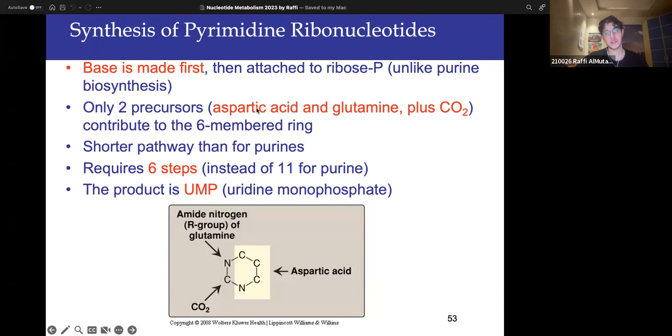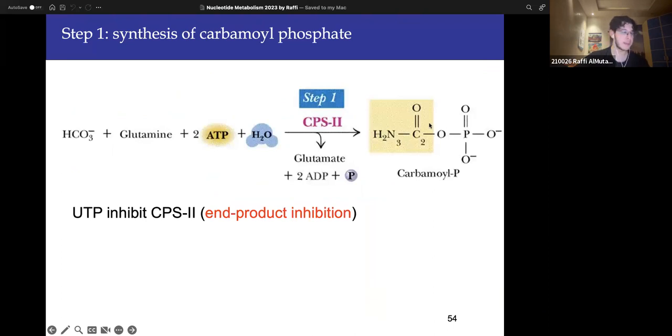And there are 2 precursors in this case, aspartic acid and glutamine, but carbon dioxide can also donate some atoms. And the first step right here, in terms of this reaction, is making carbamoyl phosphate. So I think you guys took the urea cycle. And so you notice that this word CPS2, we have 2 CPSs. We have CPS1, which is for the urea cycle, and CPS2, which is for pyrimidine synthesis.